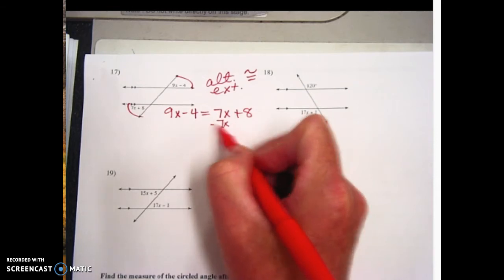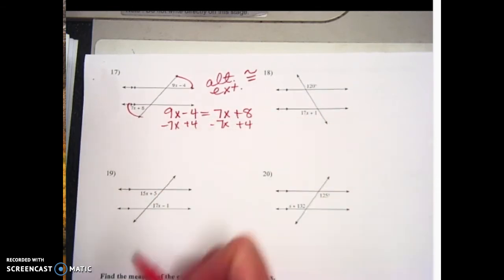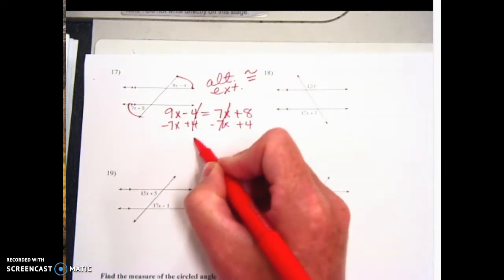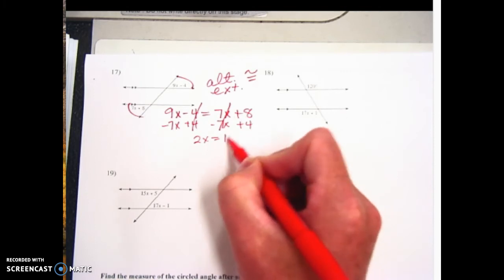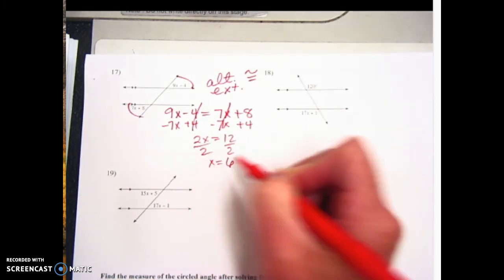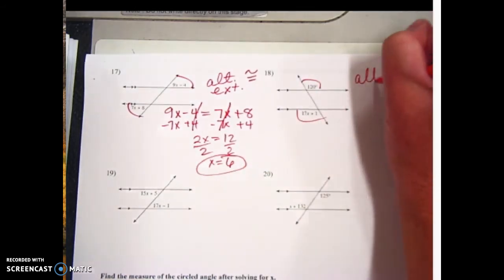So I'm going to subtract 7x from both sides, and then I'm going to add 4 to both sides. You can do that in 2 separate steps or one, like I did. 9x minus 7x is 2x. 8 plus 4 is 12. Divide both sides by 2 and you get x equals 6. Mark the angles. They're alternate exterior.